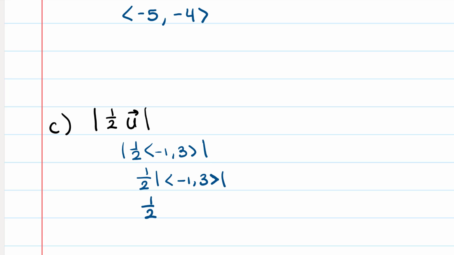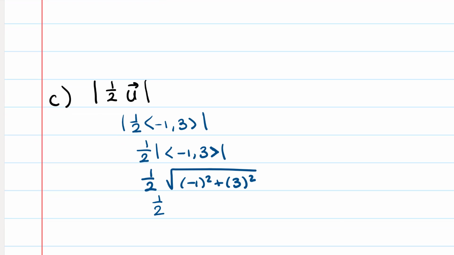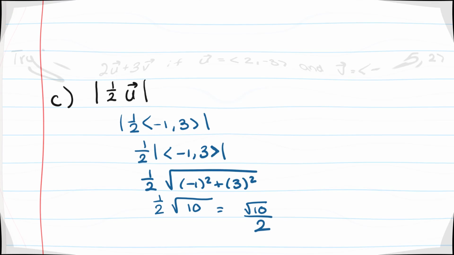So it's 1/2, and then the magnitude, -1 squared plus 3 squared, which is 1/2 the square root of 9 plus 1, which is 10. So my answer is going to be radical 10 over 2. And again, that's a scalar value that has no direction. It's just the length of the vector.